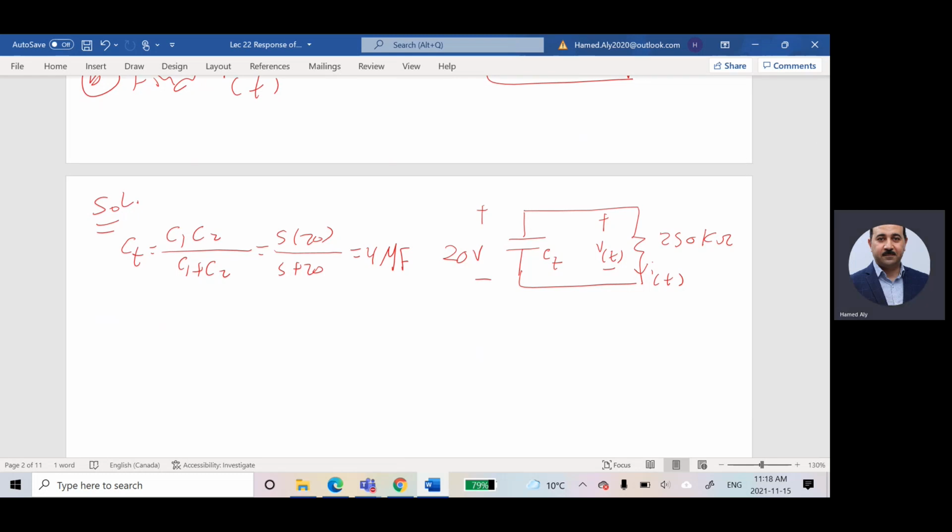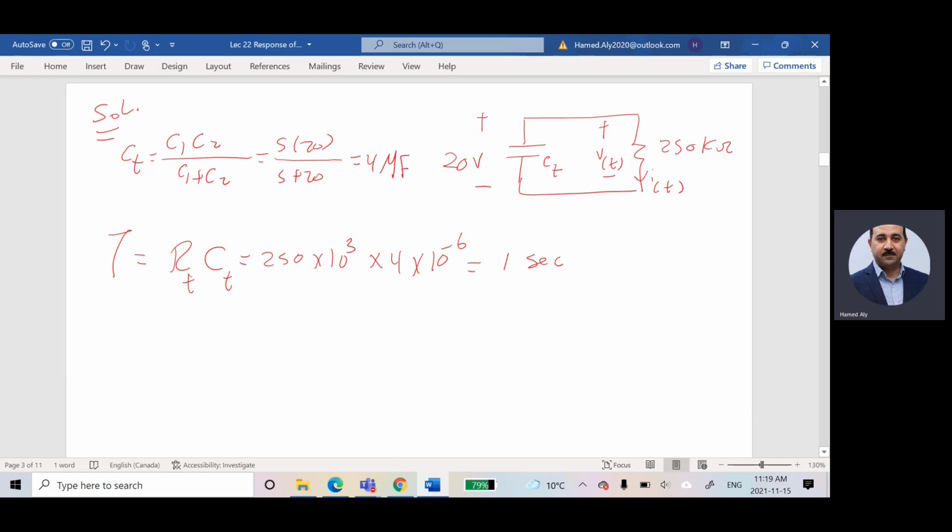But before finding V of t, I have to find tau first. So tau is equal to what? Actually, tau is equal to R times C, but don't forget R total times C total. I have only one R. So this will be equal to R, which is 250 multiplied by 10 to the power 3, multiplied by C total, which is 4 times 10 to the power negative 6. So at the end, this will be equal to 1 second.